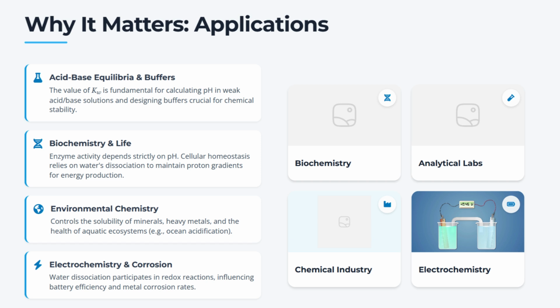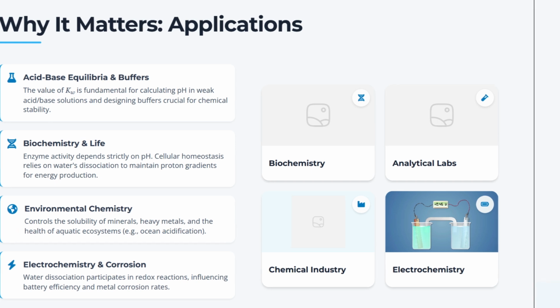D. Electrochemistry and corrosion. Water dissociation participates in redox reactions, influencing everything from battery efficiency to the rates at which metals corrode. The slide also lists biochemistry, analytical labs, and the chemical industry as key areas where this knowledge is applied. So let's bring it all together.